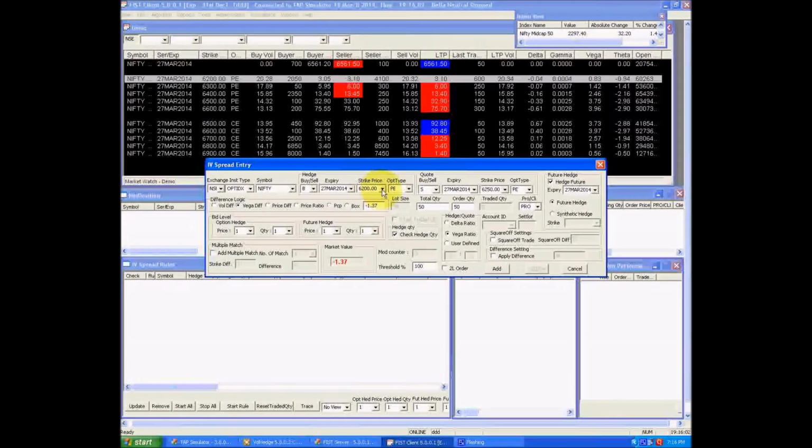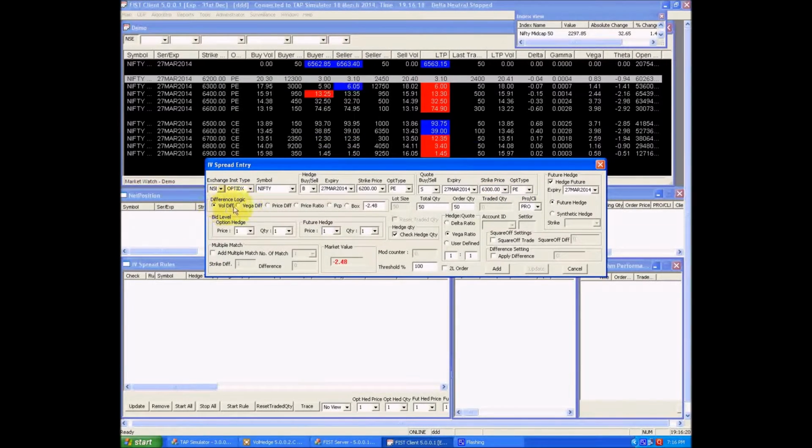By default, 6200 put and 6250 put have been selected. I'll make it a 100 point spread, that is trading between 6200 put and 6300 put. The order is buying 6200 put and selling 6300 put.